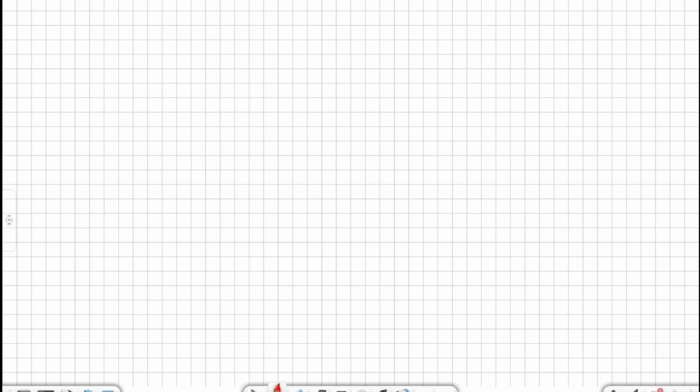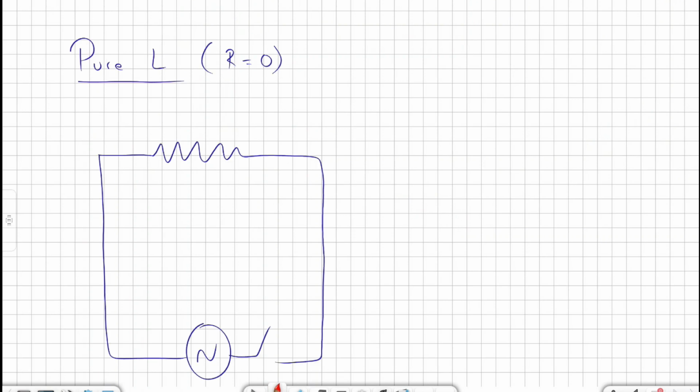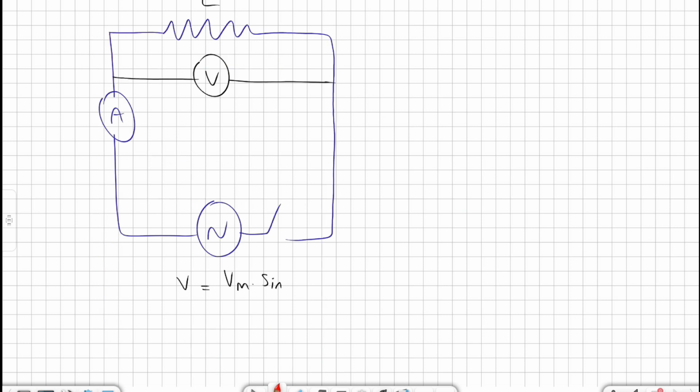Let us connect a pure inductor. Pure inductor means resistance is equal to 0, so it has no resistance, to an AC circuit. So we have the AC circuit, we have the switch. Let's put the ammeter here and the voltmeter here. The equation for the source is V max sine omega t, same as the previous one, I max times sine omega t. Before closing the switch, the current is equal to 0. So the ammeter is reading 0. The voltmeter is also reading 0.